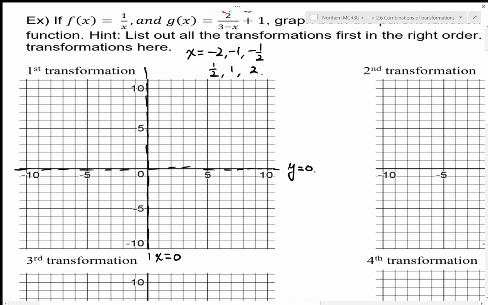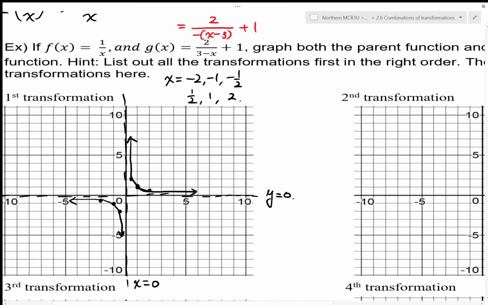Now when x is -2, your y value is -0.5, and then -1, and then -2 with -1/2. So your graph actually looks like this. And when you have 1/2, you should have 2, and then 1, and then 1/2. So your graph looks like, as we examined in the other class, like this. Now then it has to be flipped.